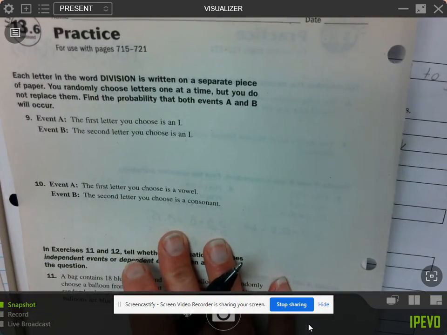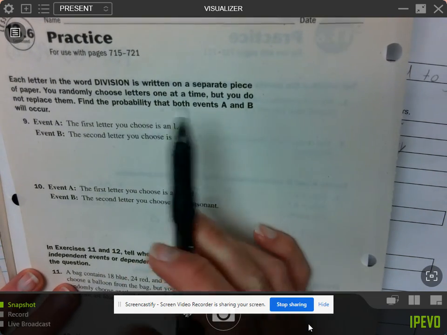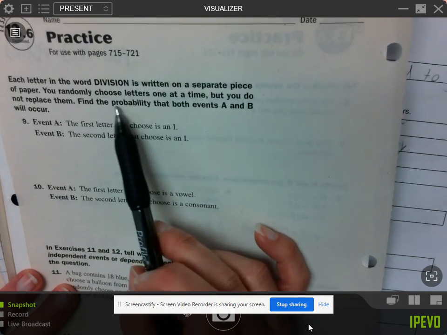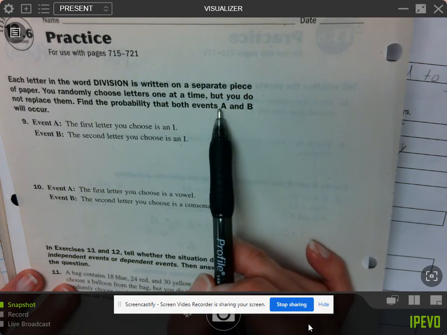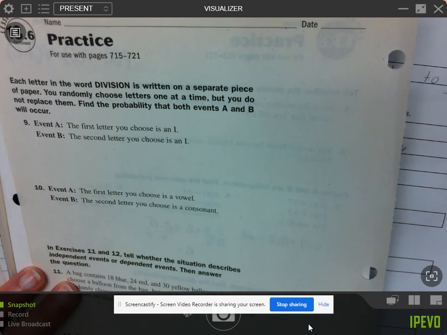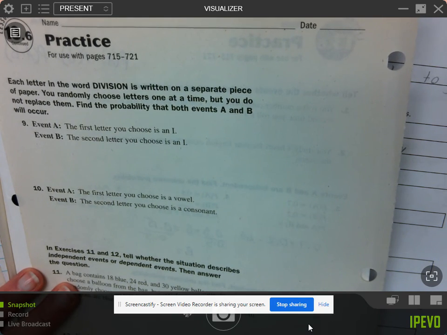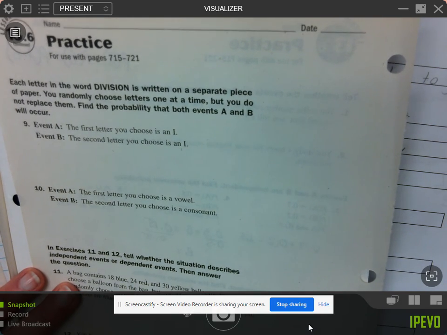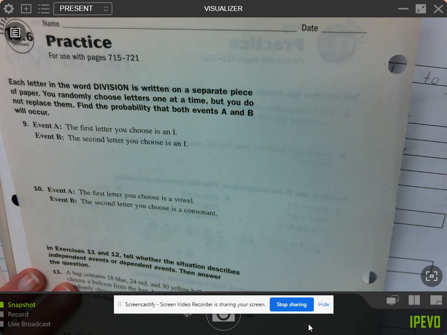On the back side, try to figure it out. See if you can find the probability that both events A and B will occur. You need to decide, are they independent or dependent? What is your probability of A, the probability of B, and then the total probability of A and B.